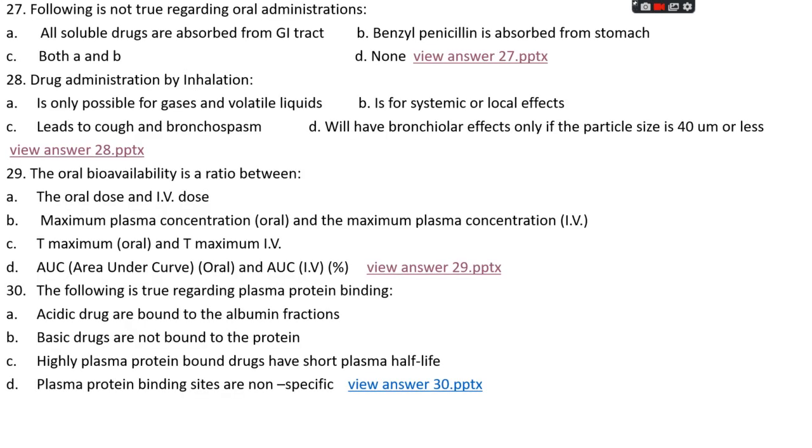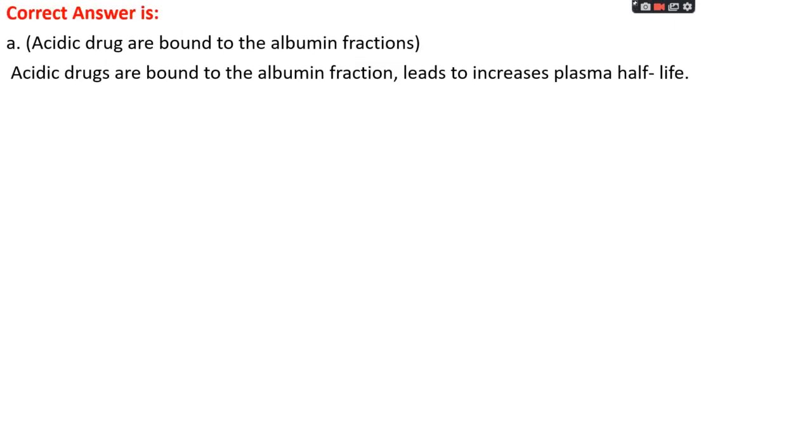Okay. Question number 30. The following is true regarding plasma protein binding. Option A, acidic drugs are bound to the albumin fraction. Option B, basic drugs are not bound to protein. Option C, highly plasma protein bound drugs have short plasma half-life. Or option D, plasma protein binding sites are non-specific. The right answer is option A, that is acidic drugs are bound to the albumin fraction.